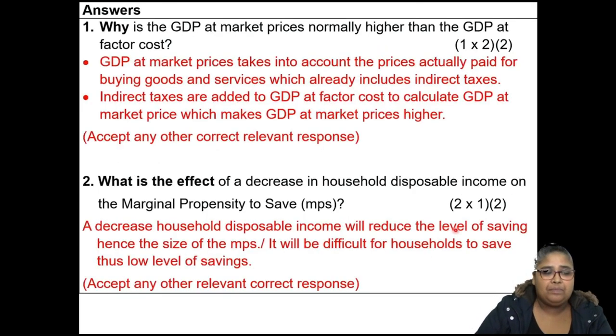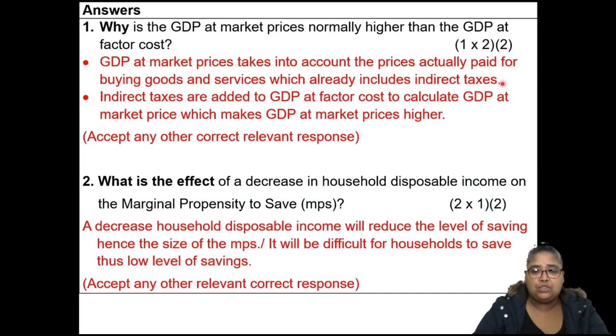So GDP at market prices takes into account the prices that we actually pay for the goods and services. So the prices that you and I as consumers actually pay for those goods and services. And the price that we pay already includes indirect taxes. The type of indirect tax that we pay is VAT, okay? So we pay VAT at a rate of 15%, and that 15% is already included in the price of that product that we are buying. And that price that you as a consumer are paying is the market price. But GDP at factor cost doesn't include that 15% VAT yet. So that is why GDP at market price will be more than GDP at factor prices or at factor cost.